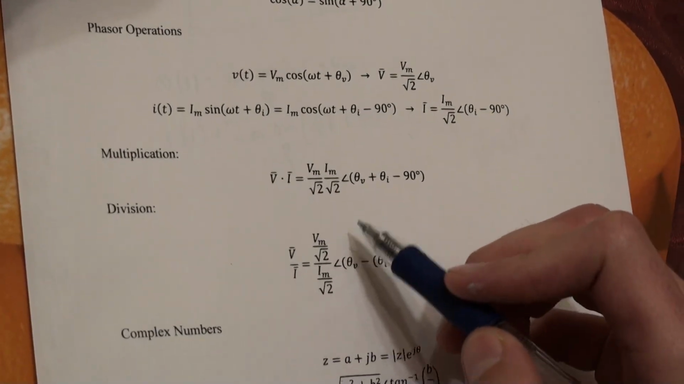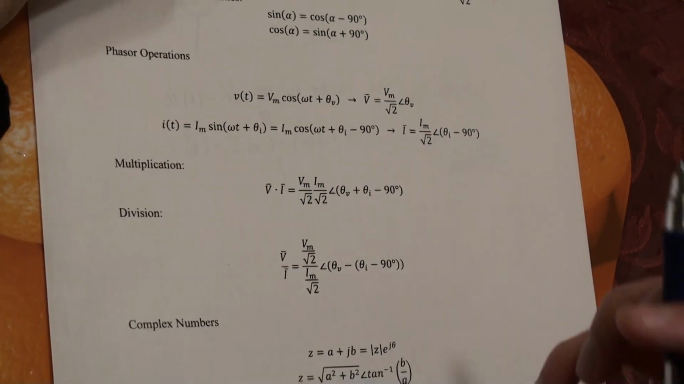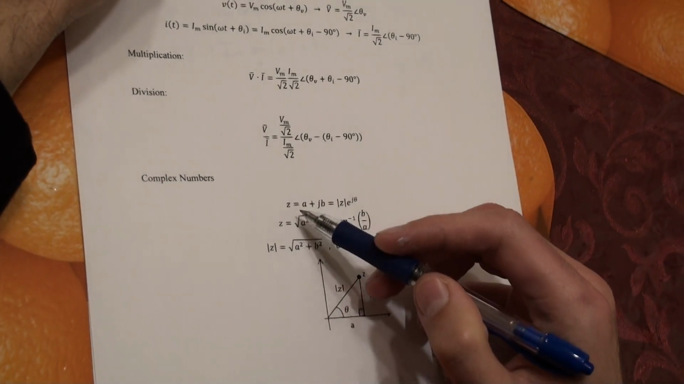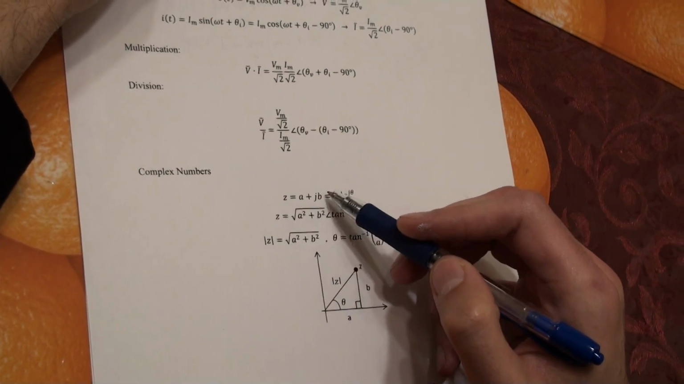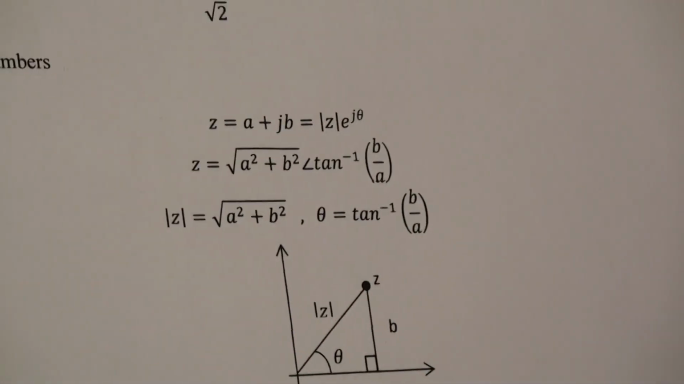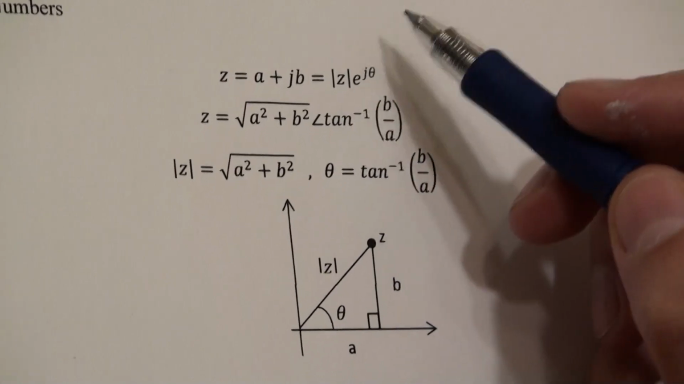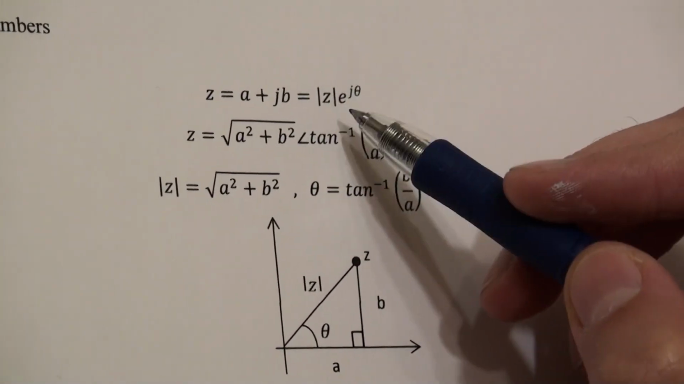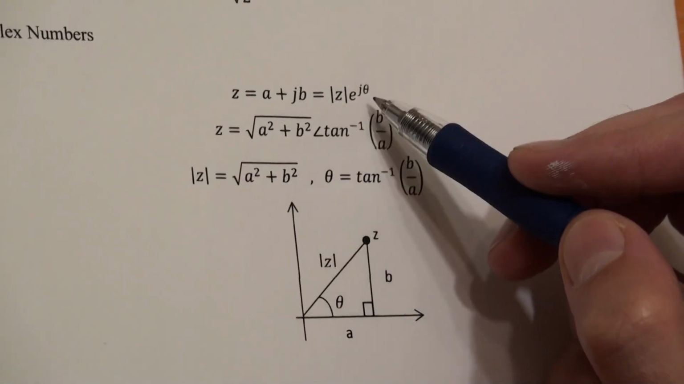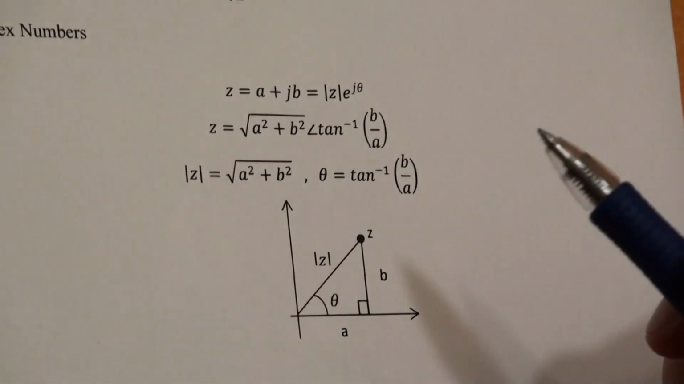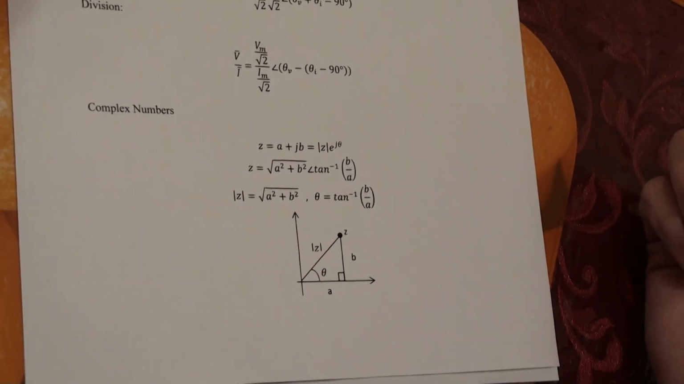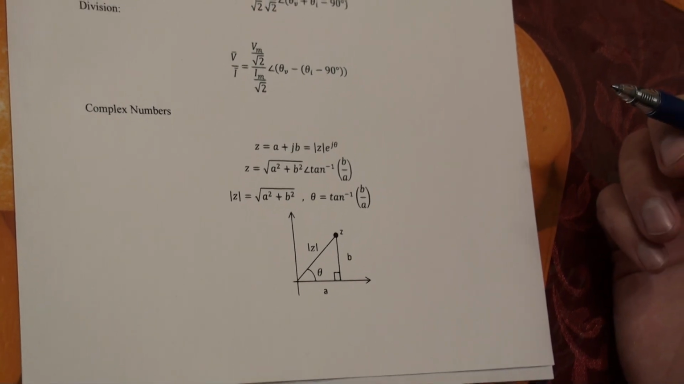Phasor multiplication, I discussed it here. Phasor division is discussed here. And here are just the basics of complex numbers. So z is a complex number. You have a real part, which is a, and b is the imaginary part. Basically, anything after the j is the imaginary part. You can write this as a phasor, or write it using Euler's form over here, where the absolute value of z is given here, and theta, the phase angle, is given here. And here's a little picture to describe what's going on.